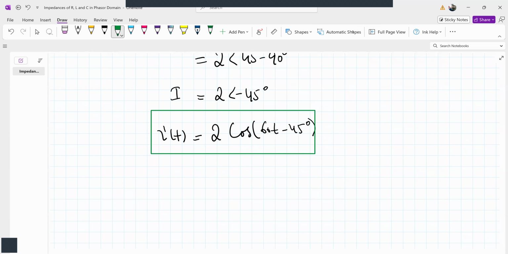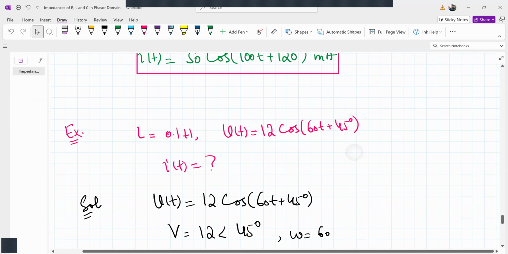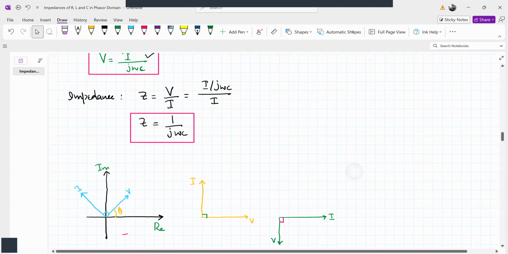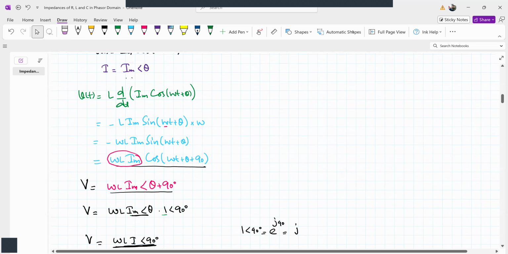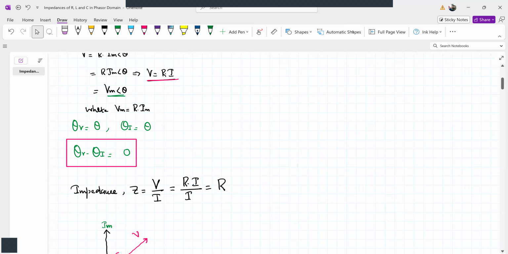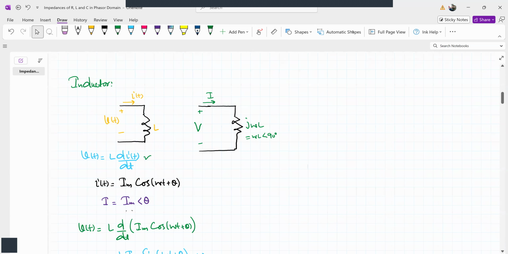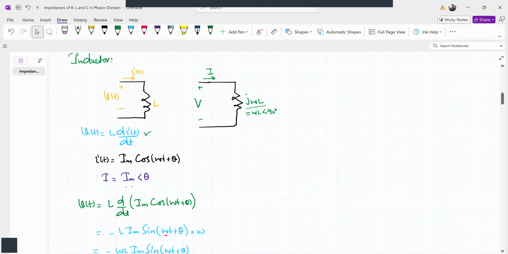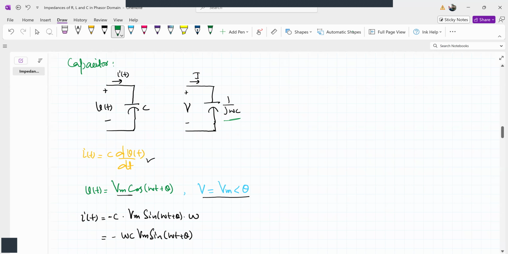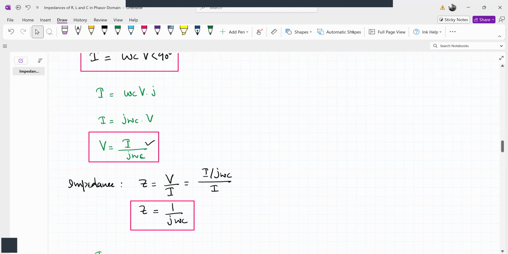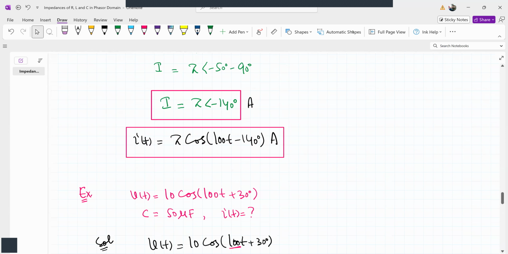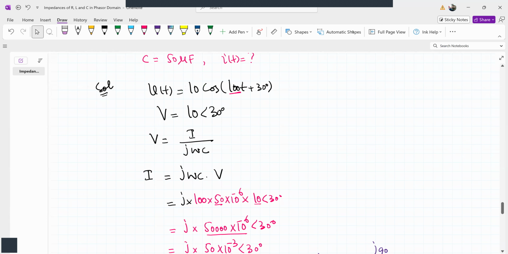All right. So what we learned in short here: what happens to R, L and C in the phasor domain? Okay, R gets replaced by R in the phasor domain. Inductor is replaced by jωL, and capacitor is replaced by 1 by jωC. Okay. Then we learned the impedances of these elements, and we solved a few examples. Okay, let me end this session here.